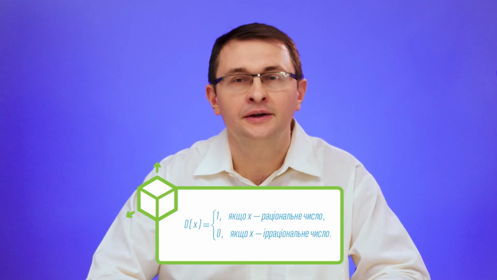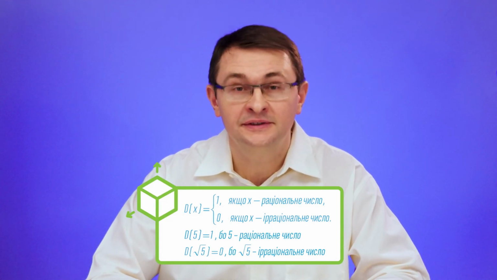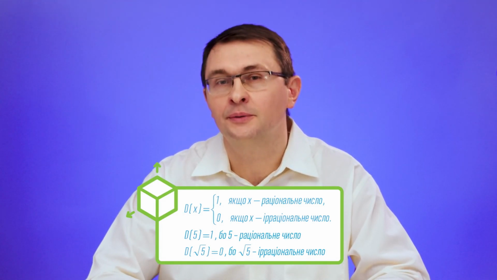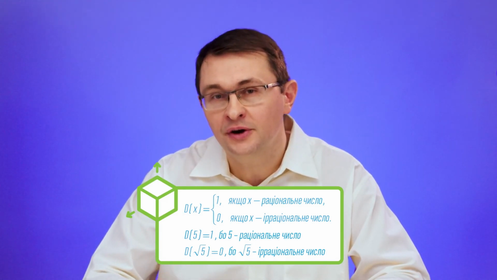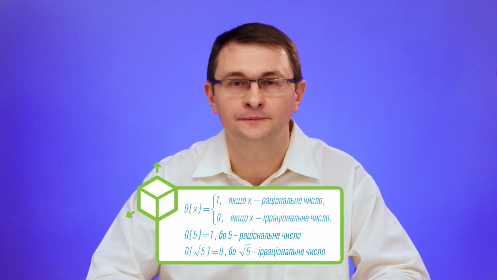For example, let's consider the Dirichlet function. When the argument of this function is a rational number, the Dirichlet function equals 1. If the argument is irrational, then the value of the function is 0. Thus, the value of the Dirichlet function, say, at the point 5 is 1, since 5 is a rational number, and at the point square root of 5 it is 0, because the square root of 5 is an irrational number. The Dirichlet function has many remarkable properties.